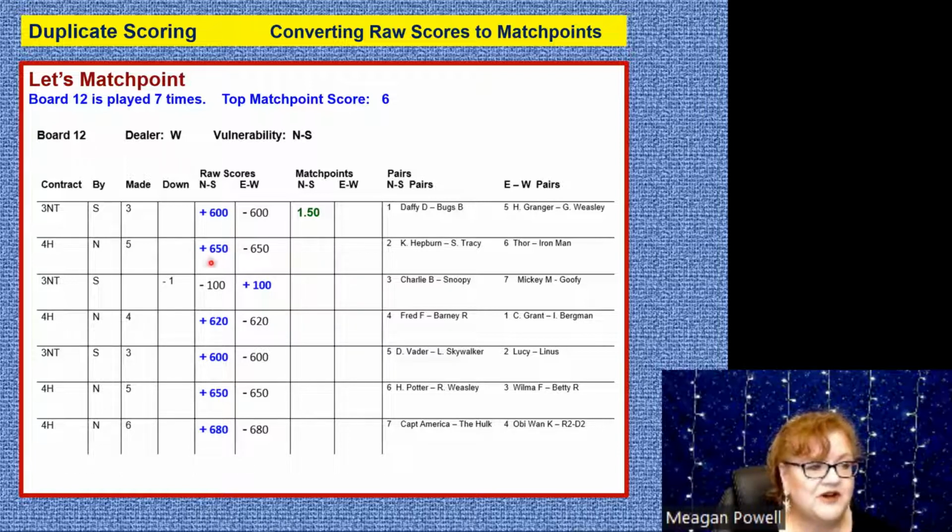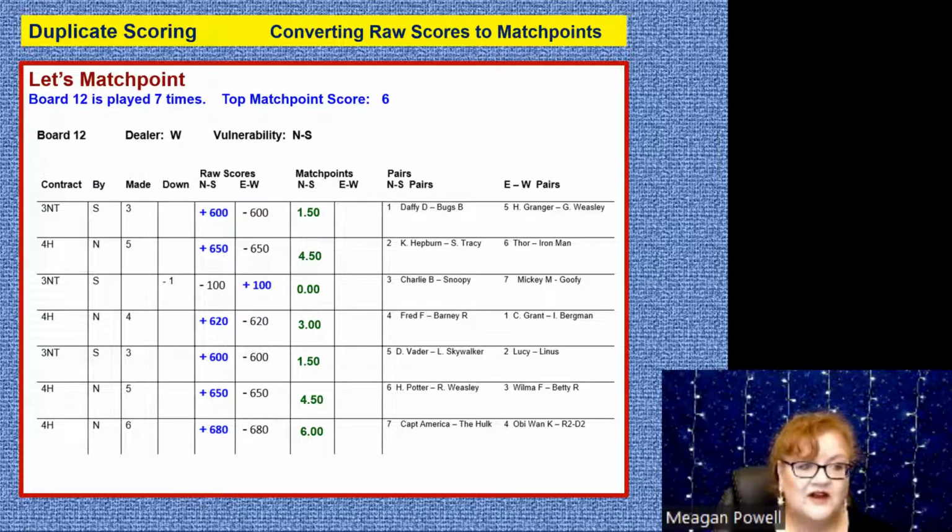This north-south, Hepburn and Tracy, earned a plus 650. Well, they certainly beat the first pair. They beat the negative number, negative 100. A 650 beats 620, 600, but it doesn't beat down here. It ties the other 650. So I think that Hepburn and Tracy beat line 1. I think they beat line 3. I think they beat line 4. I think they beat line 5. They tied line 6. So I think they get 4.50. How'd you do? Does that logic work out for you? Now let's check the rest of your north-south column. Does yours look like mine?